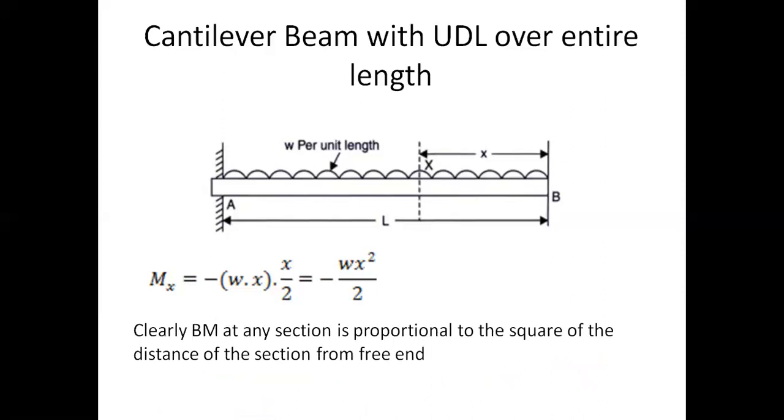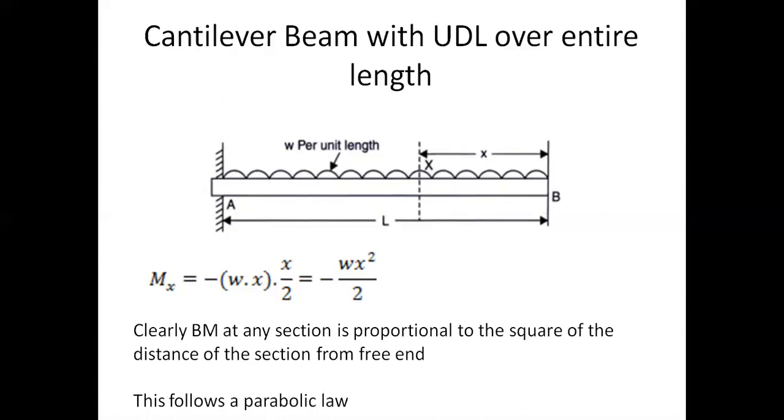Clearly, bending moment at any section between A and B, from this formula we can understand that it is proportional to the square of the distance, because w is constant here. w won't change. The only changing parameter is x. When the section distance changes, the bending moment varies. So it is proportional to the square of the distance of the section from the free end. Therefore it follows the parabolic law.